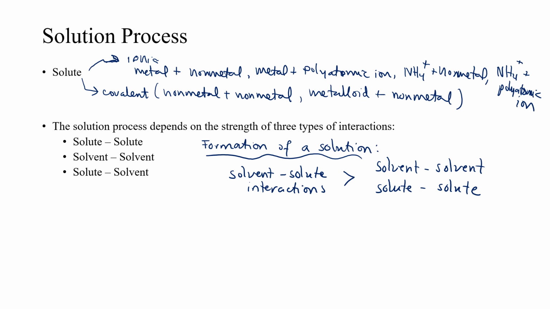The interactions between oil and water are not strong enough for you to get a solution. You have a heterogeneous mixture. You can actually see the layer of oil and the layer of water in your container, because the two substances don't have strong attractions between the oil molecules and the water molecules. Since there's no strong attraction between solvent and solute, there's no formation of a solution.